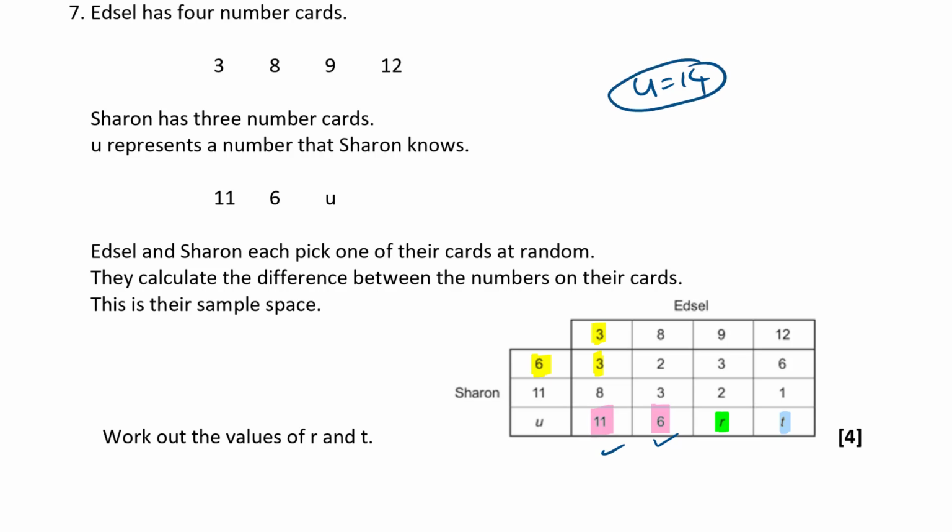So now if I know that U is 14, then R is going to be the difference between 14 and 9. So R then is going to be 14 subtract 9, so that's 5. And T is going to be the difference between 14 and 12, isn't it? So 14 subtract 12, that's 2. So R is 5, T is 2.